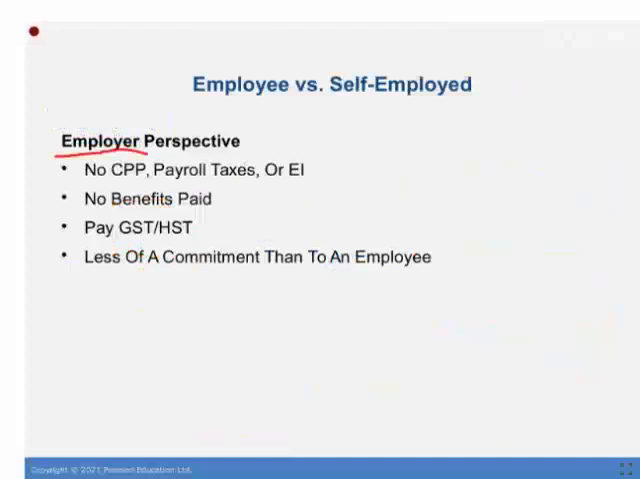So sometimes the employer can be motivated too, right? They don't have to deal with CPP. They don't have any of the payroll taxes, right? There's always employer portions, plus it's just a hassle. So, there's that. They don't have to pay any extra benefits.